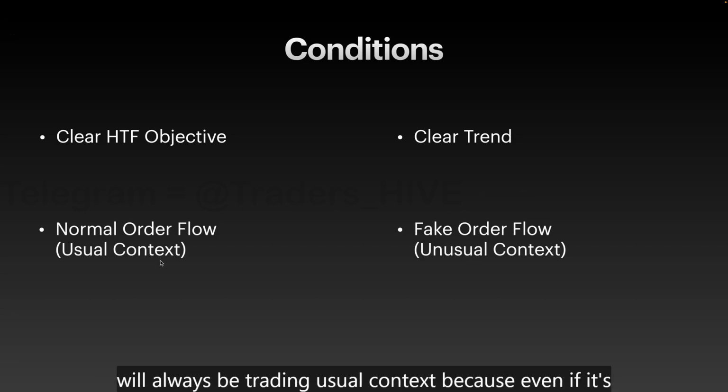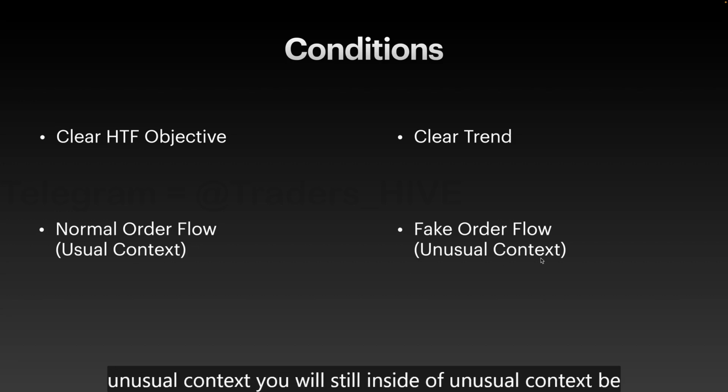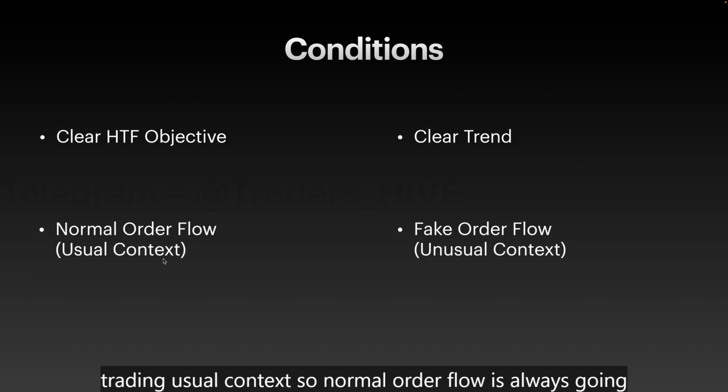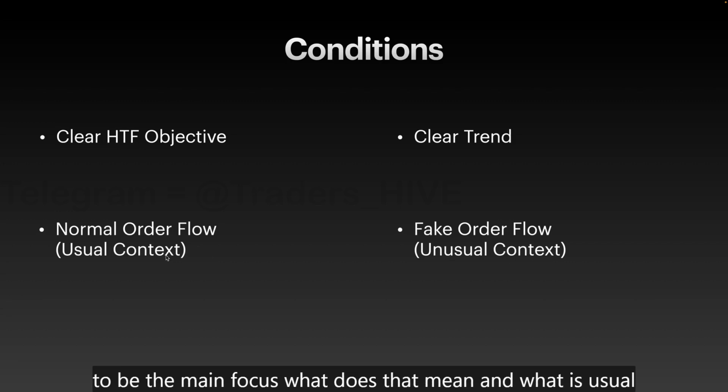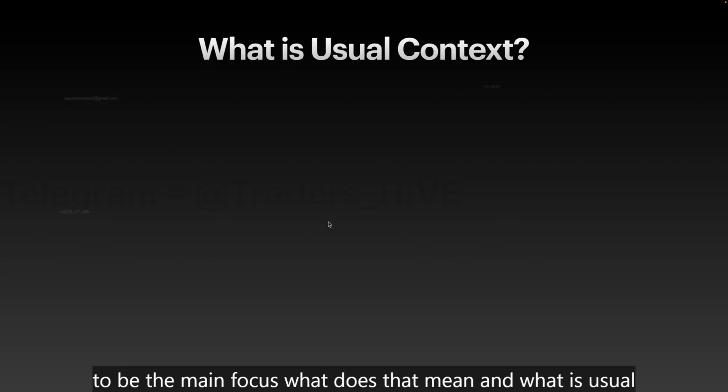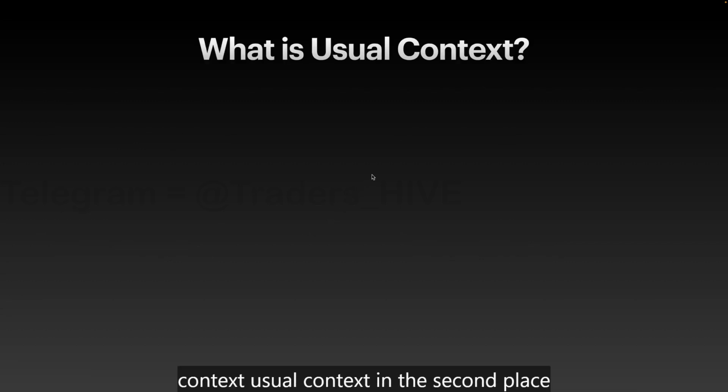Now, you will always be trading usual context, because even inside of unusual context you will still be trading usual context. So normal order flow is always going to be the main focus. What does that mean? And what is usual context?